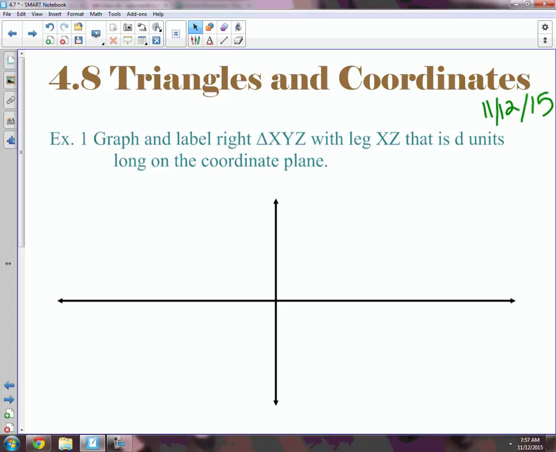You'll notice as you're writing down example 1, there are going to be 2 parts to all of these problems. We're going to graph it, which we're going to make the picture, and then we're going to label it, which means we're going to say what the coordinates are. And it's a little weird because there aren't really numbers, but I think you guys will do fine with this.